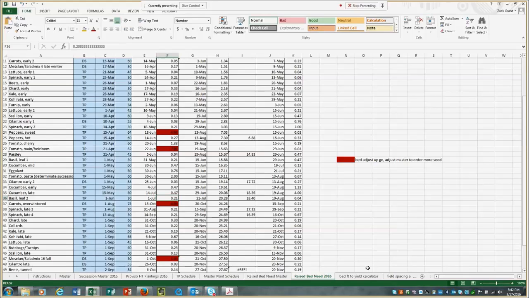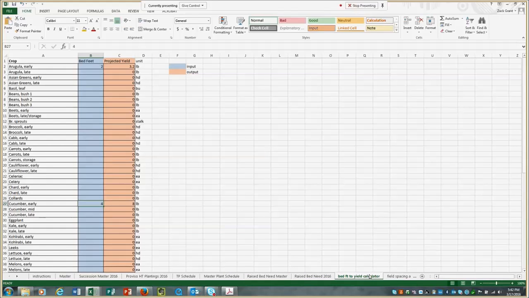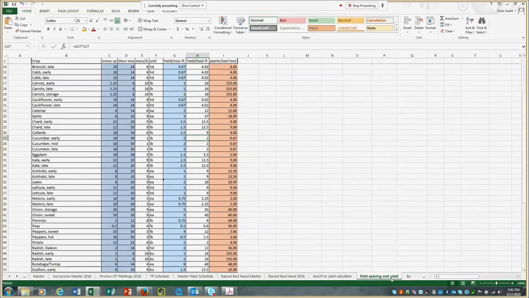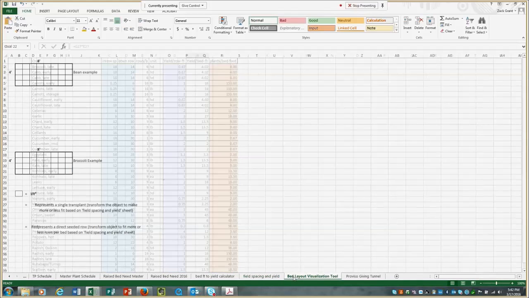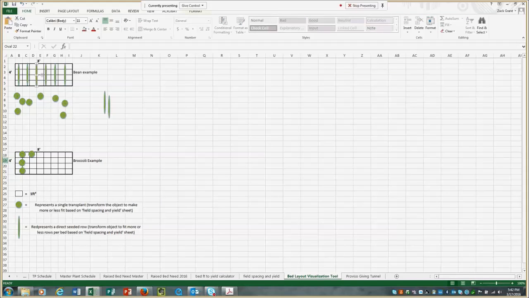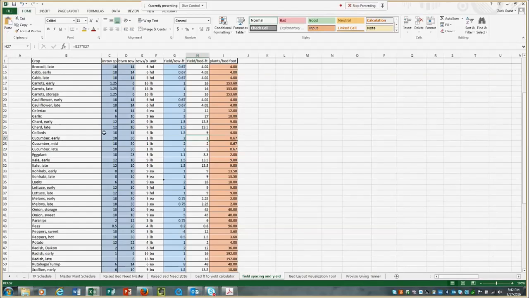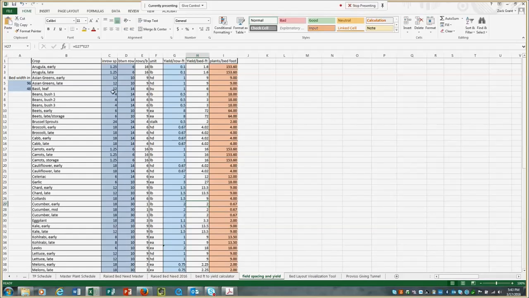Let's see here. So that's that bed calculator, field spacing. We went over that. So the bed visualization tool, again, this is just another thing that I put in here for you to use. I have a bean example and a broccoli example in here. The bean example, because we're direct seeding the beans, I know from the field spacing that I have for the 4x8 that I should be able to fit 6 rows per bed at max.